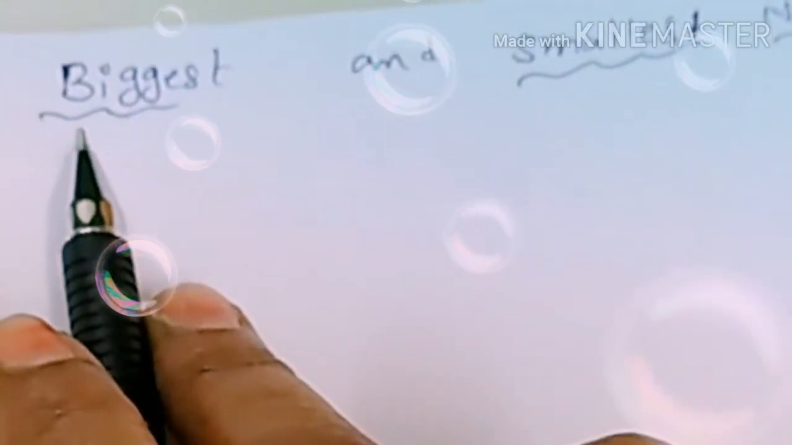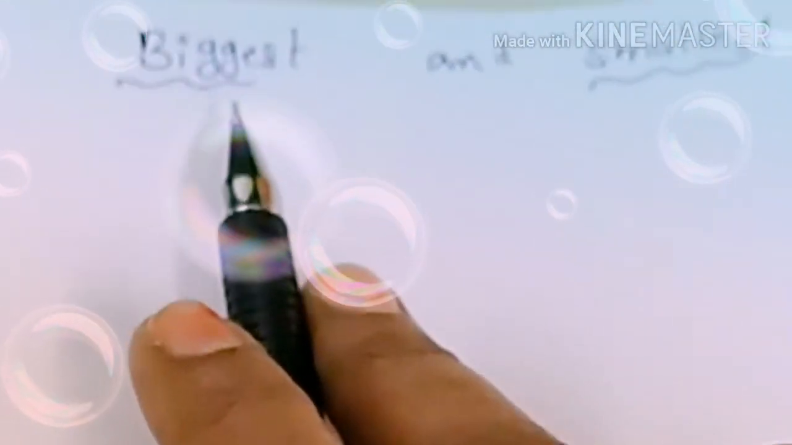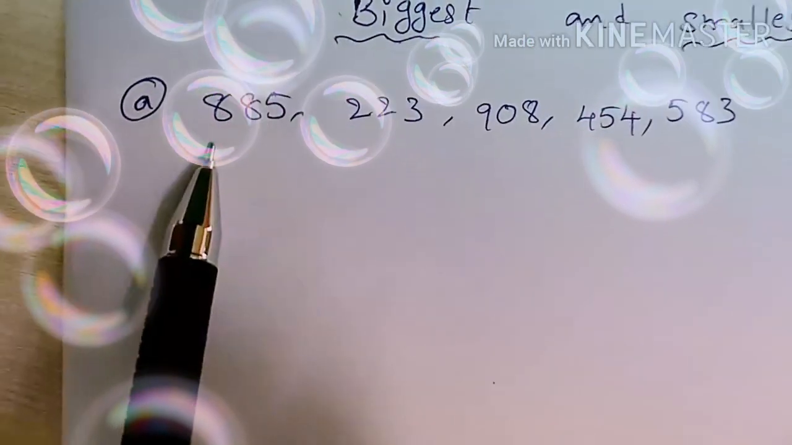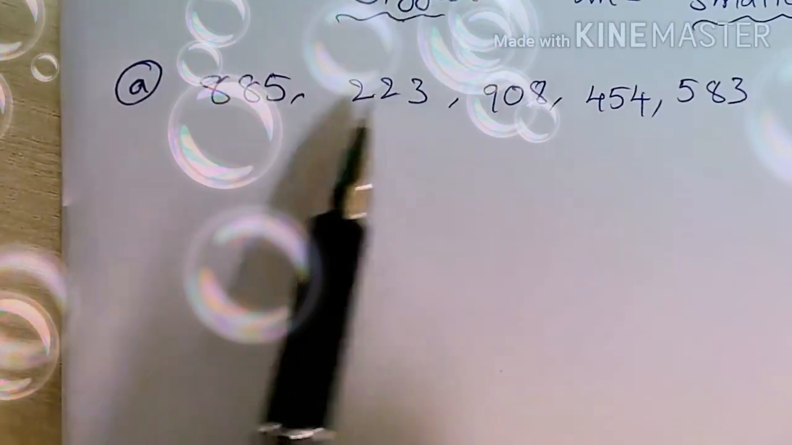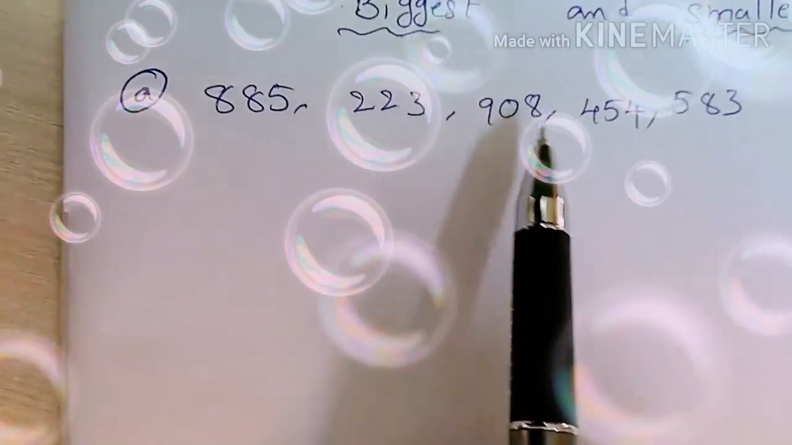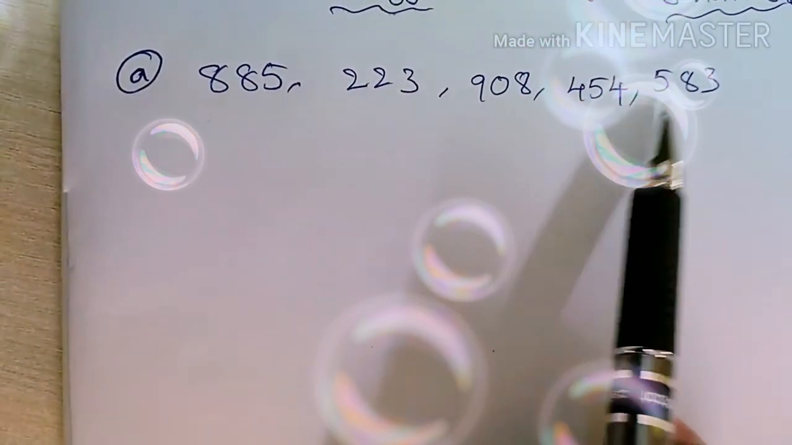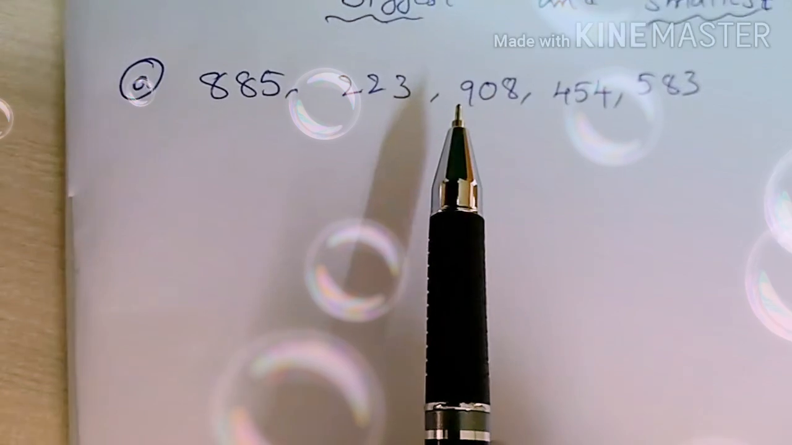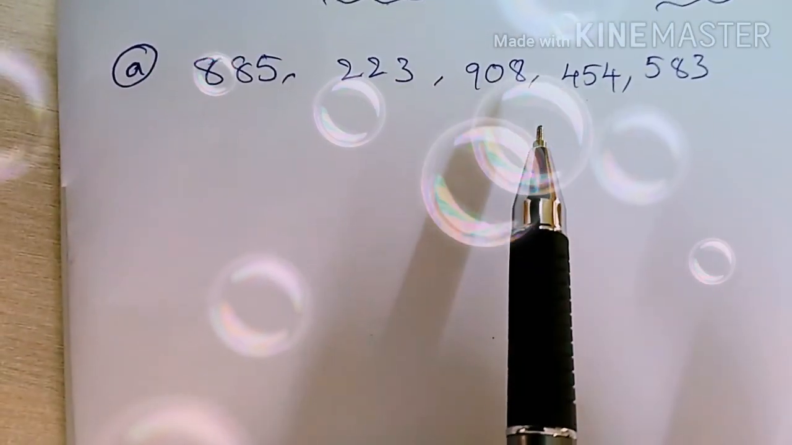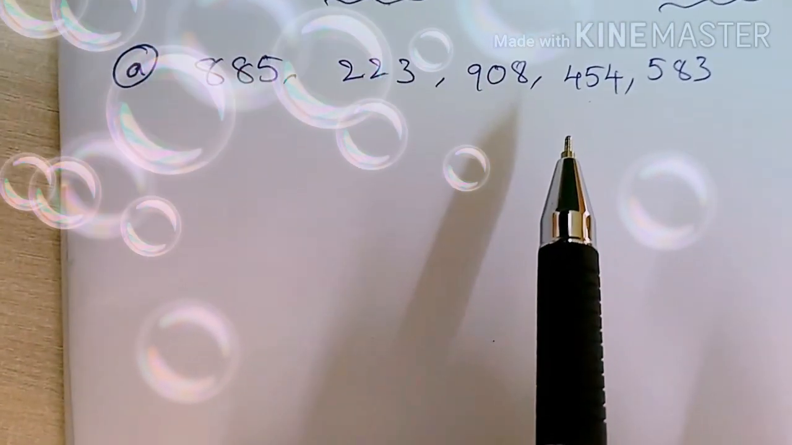Today our topic is biggest and smallest number. How to identify the biggest and smallest numbers. Now, first example: 885, 223, 908, 454, 583. Circle the biggest number and cross out the smallest number.